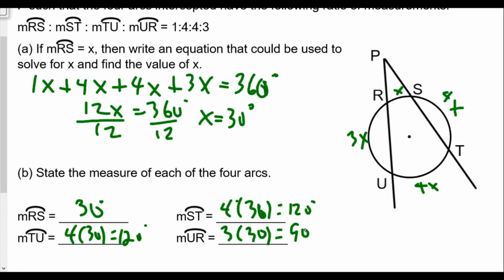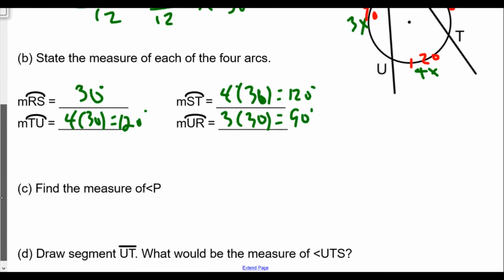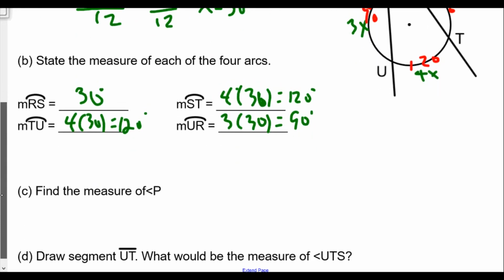So I'm going to label those on my diagram, hopefully to help out a little bit, because of other parts of the question. So here's 120, 120, and here's 90. Now, the last part of the question, well, not the last part, part C, says find the measure of angle P.